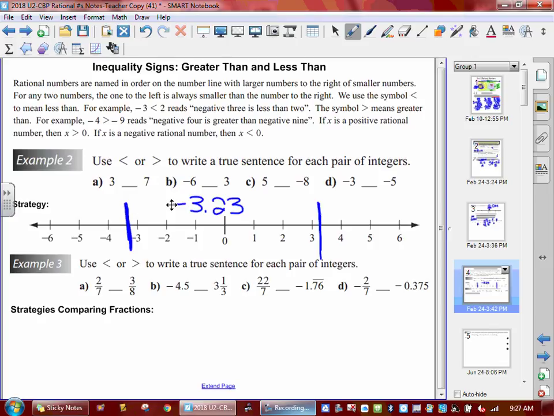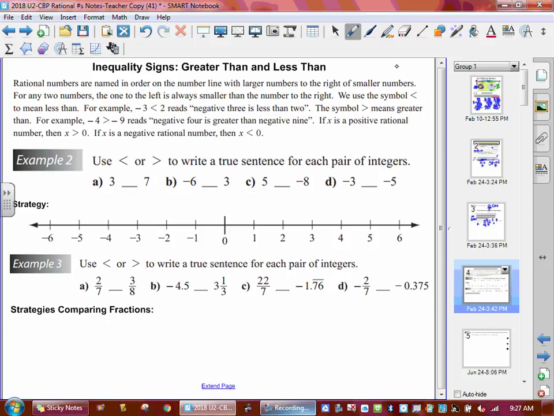So we're going to talk about inequality signs and which number is bigger than or smaller than another number. If I've got 3 and 7, the way we do this, if you're used to the alligator mouth, the alligator mouth is going to eat the big one. It points to the small one. So I would say 3 is less than 7.